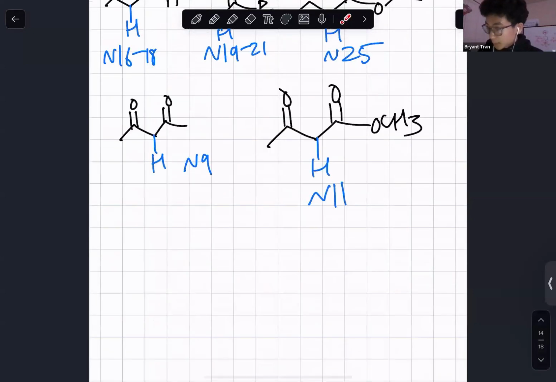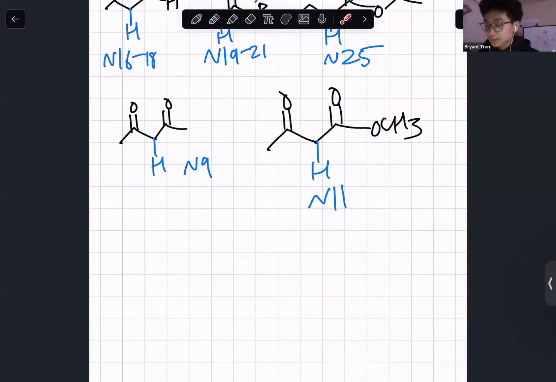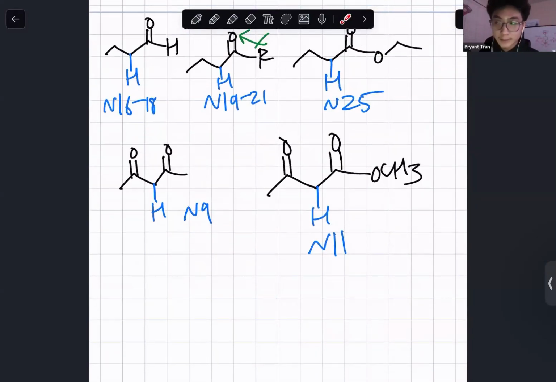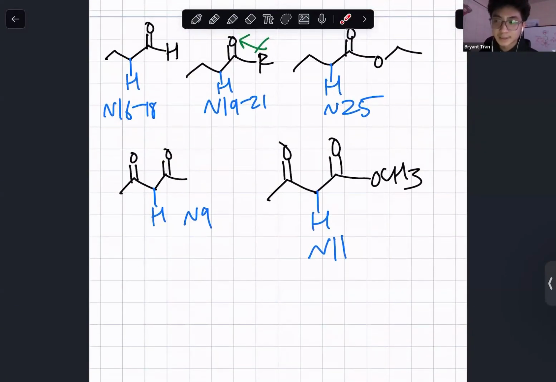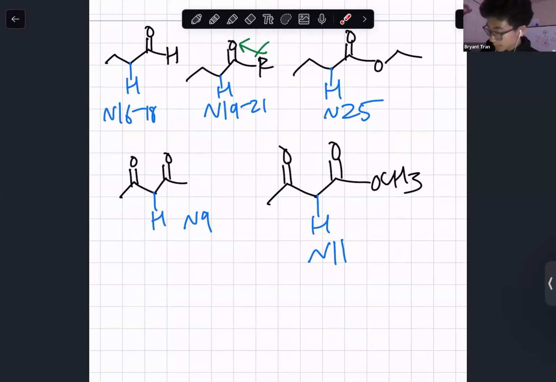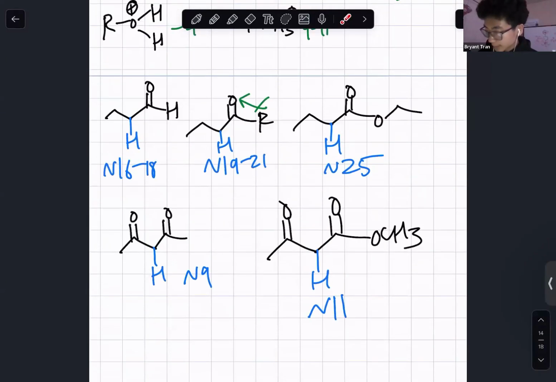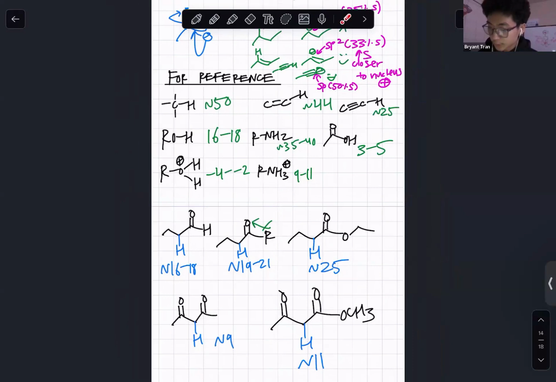So, yep, lower pKa, more stable conjugate base. Higher pKa, less stable conjugate base. That's the way that I would think about it. And the stability would be based on how much resonance it could do and how much induction it could do. Right, but know these values for sure. Write these values in your note card for sure.